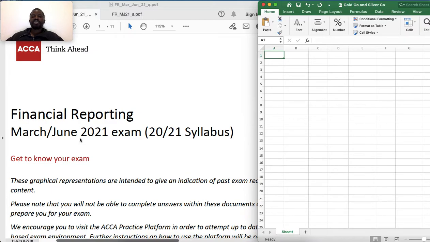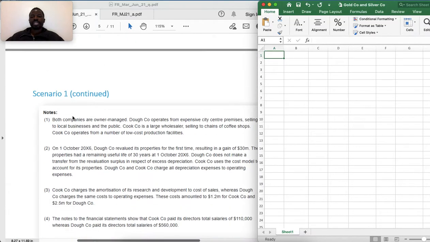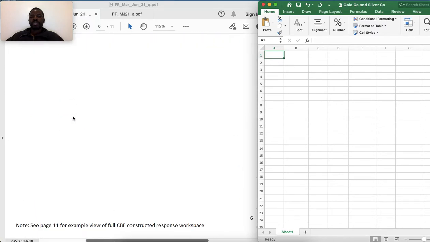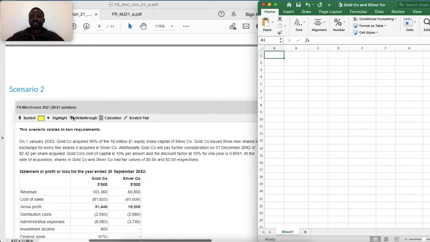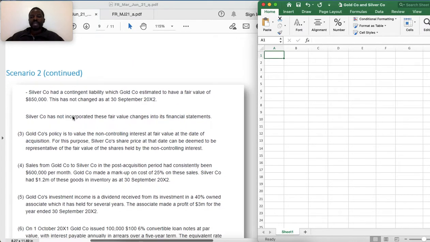So I suggest you go ahead, download this question paper and also read the scenario as well as the requirements of this question paper, as I will be referring to it a lot. Now let's go to the scenario. This is scenario 2. Now let's go to the requirements.